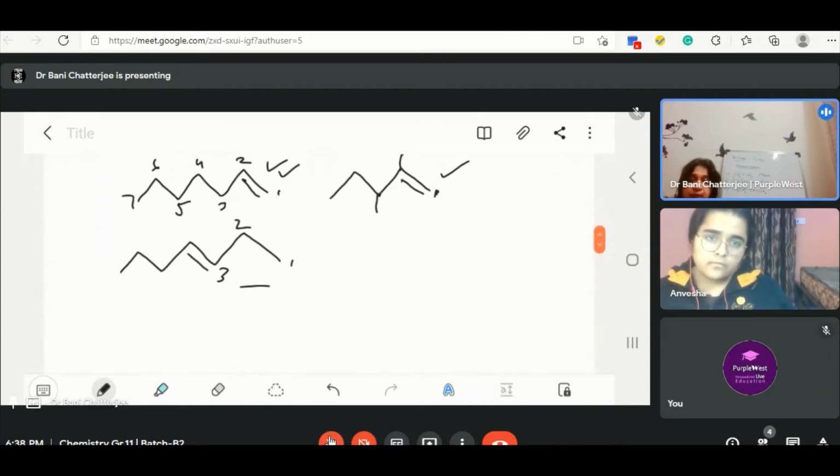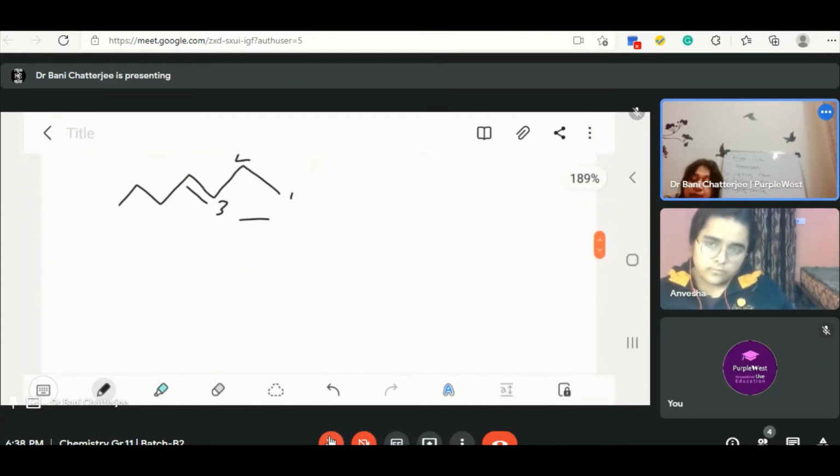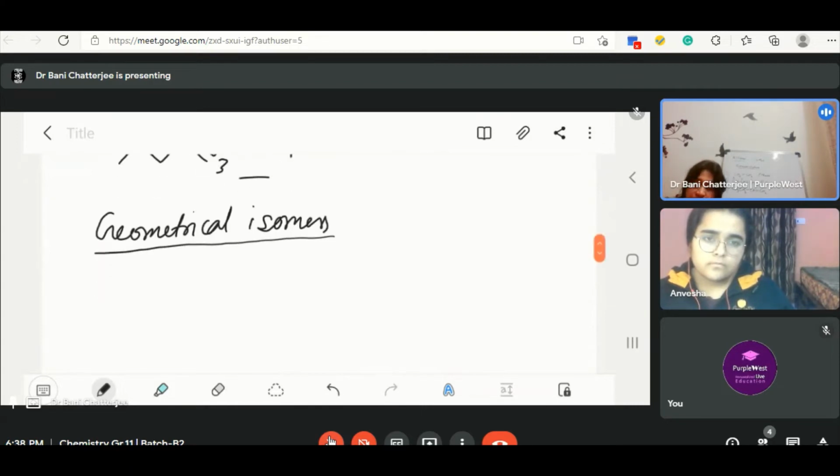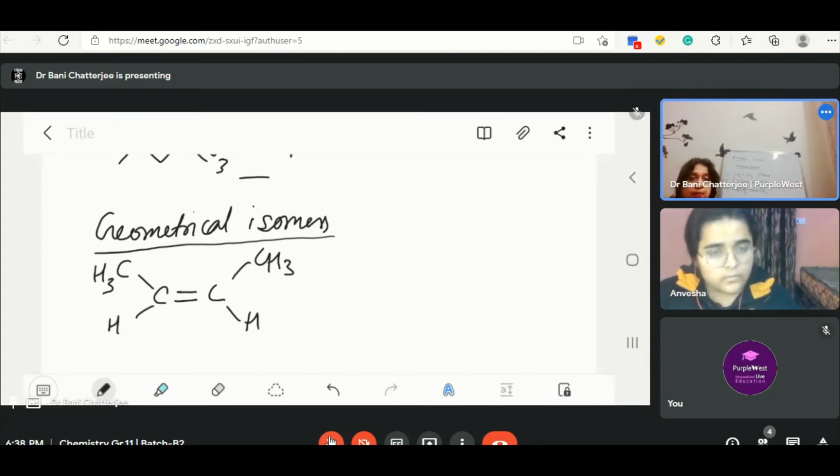Now another type of isomers is possible in the alkene. They are geometrical isomers. In the case of geometrical isomers, their structure is different again. How is it different? Just see. Say you have C double bond C with one CH3 and another CH3 on this side, and hydrogens I am writing in this way. Can you name this compound? What is the name of this compound? Try it.